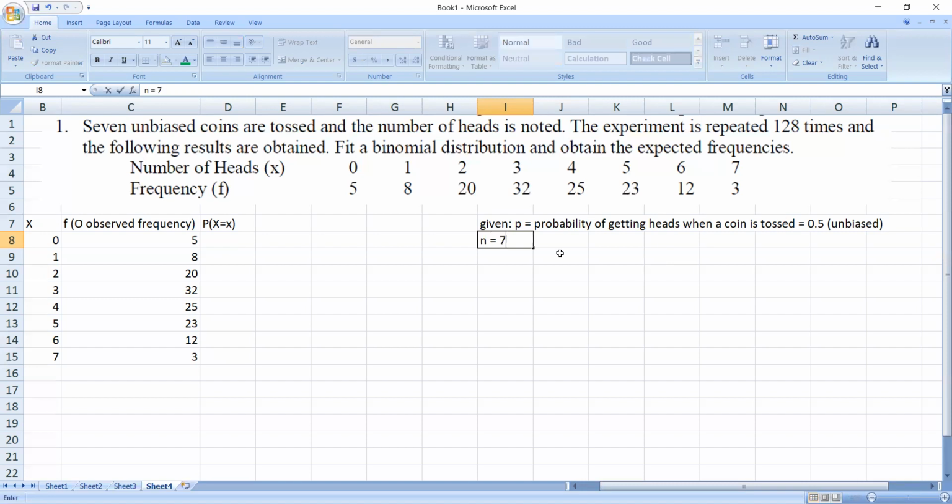Next we have n is equal to 7 and capital N is equal to 128. When I say capital N, I mean the total frequency. You can check that your sigma f should be 128. Add it up and check, does anyone have 128? Yes sir, 128.